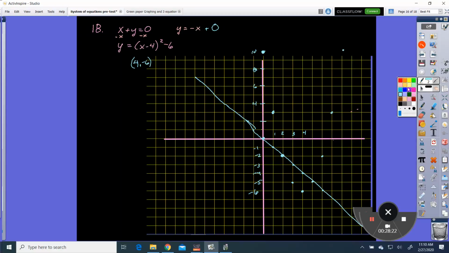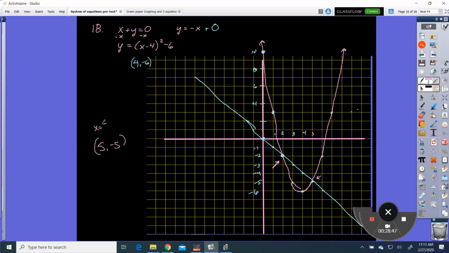So now if I connect those dots, I get the parabola. And it intersects right here and right here. So the intersection point is (5, -5). So x equals 5 and y equals negative 5. And the other one is when x equals 2, y equals negative 2. It doesn't always work out that way. It just happened to on this one. So I write those down, and that's my answer on that.